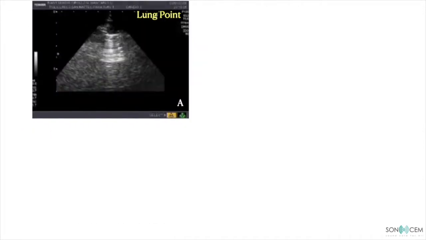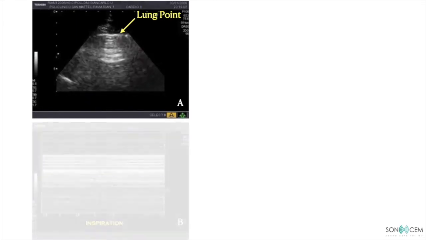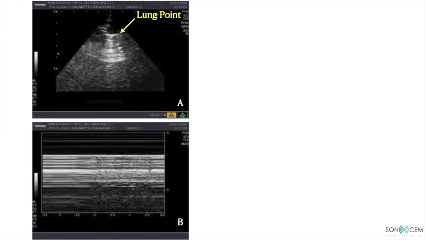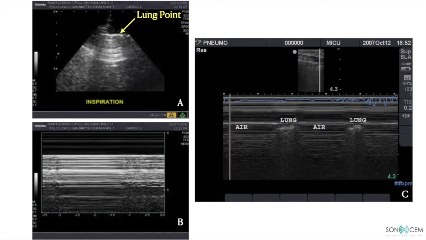Lung point is a more specific sign of pneumothorax. It is the point where a pneumothorax meets a normal aerated lung. When the patient inspires, the normal lung will expand and the sliding sign can be seen. Hence, we will see the absence and the presence of sliding sign alternately with patient respiration. Changing into M mode, we will get features that we call alternate seashore and barcode signs.